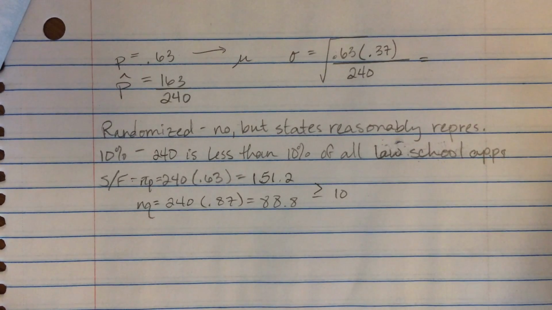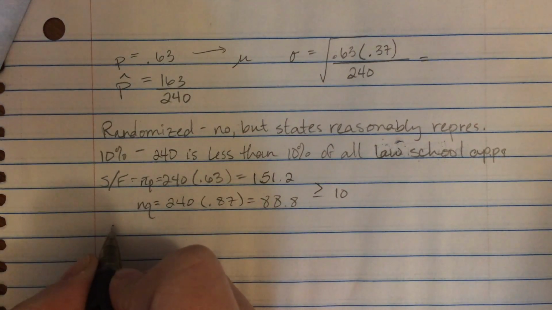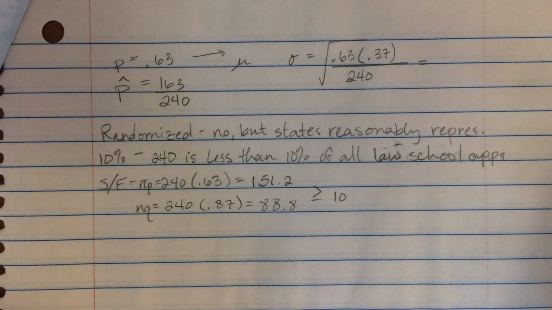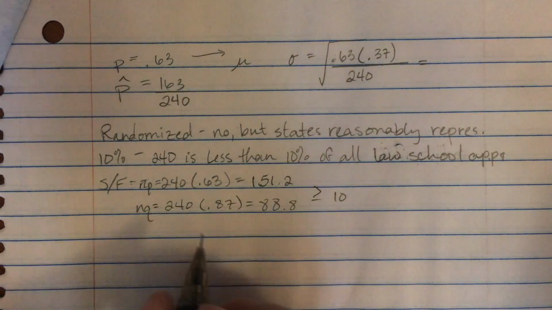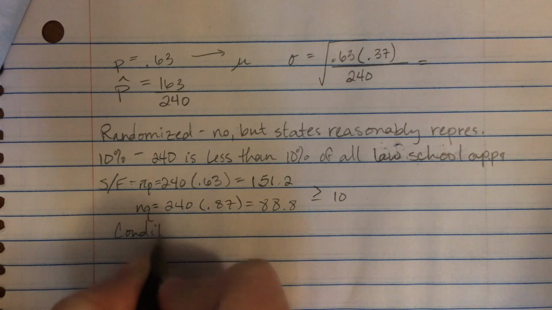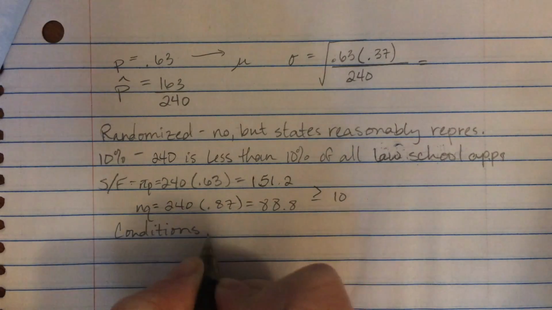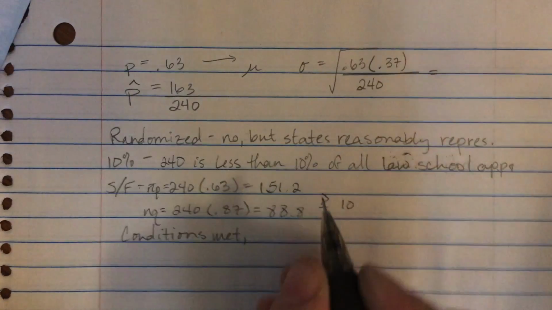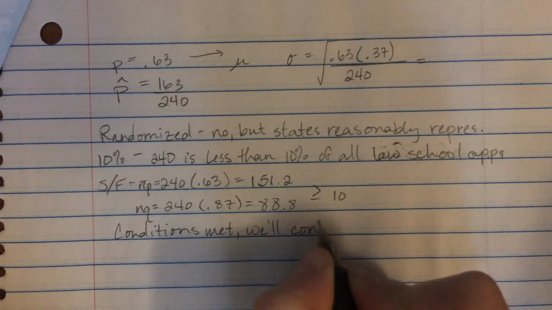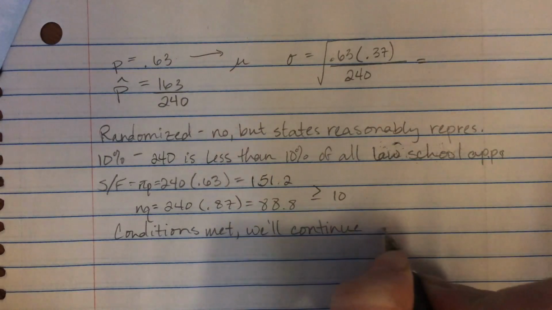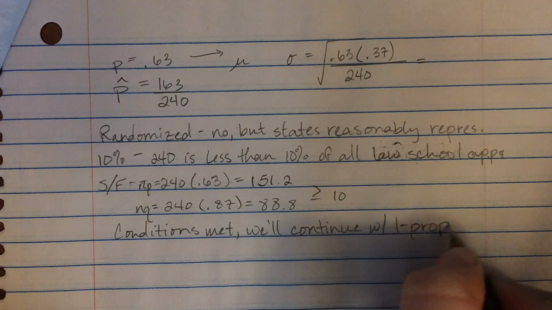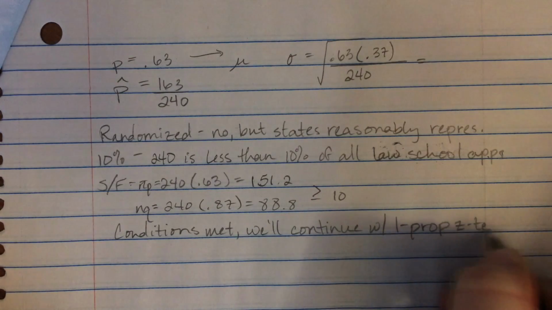So given those conditions being checked and passed well enough, the randomization one is obviously not clearly met, but since it's reasonably representative, we're okay. So conditions met. This part is also important. We'll continue with a 1-prop Z test.